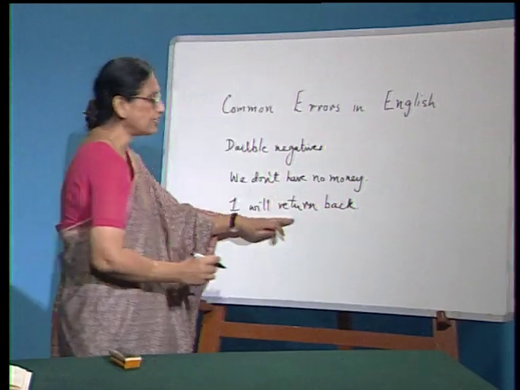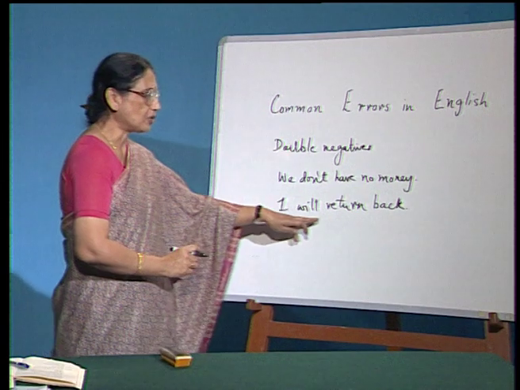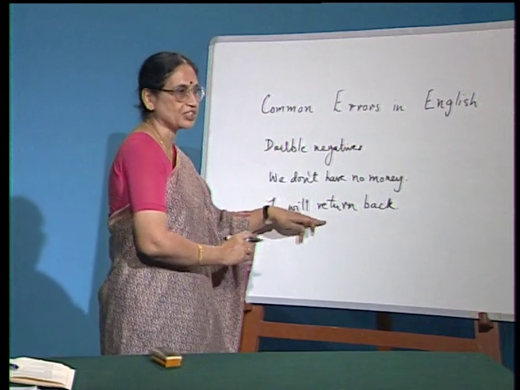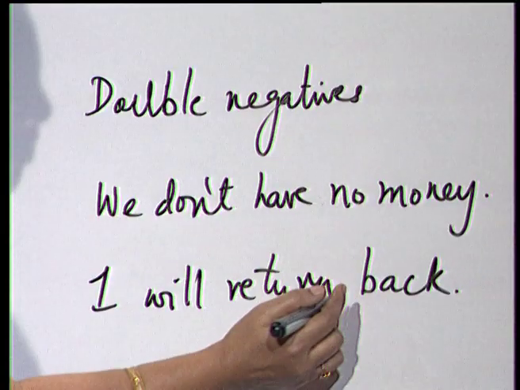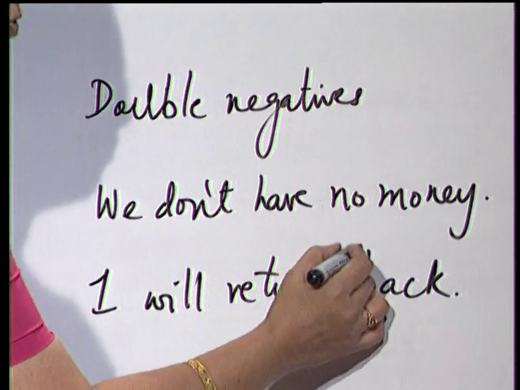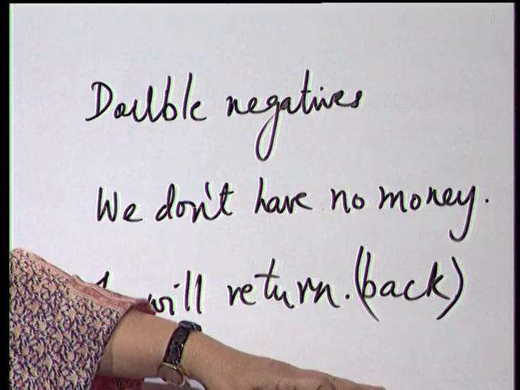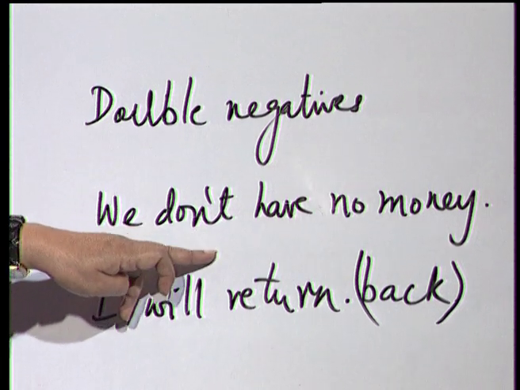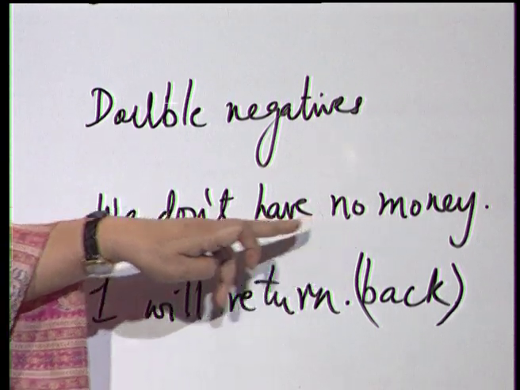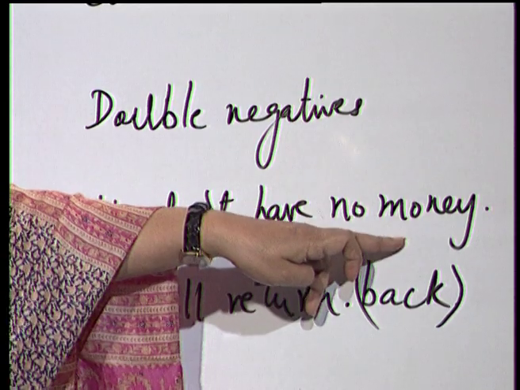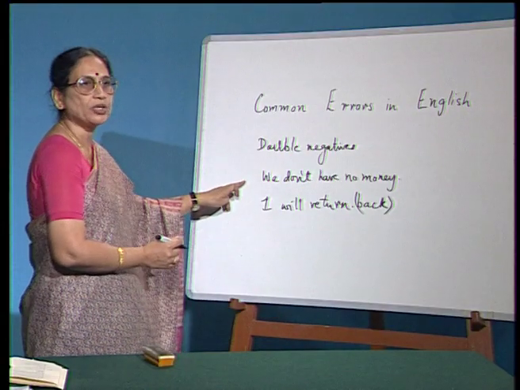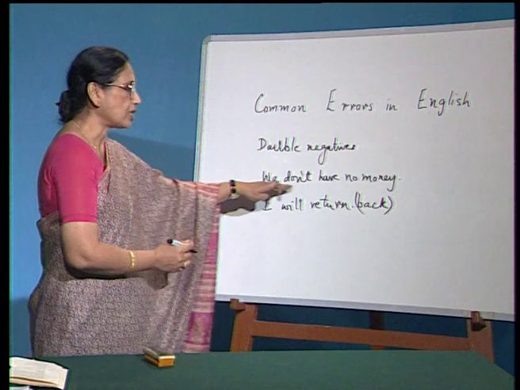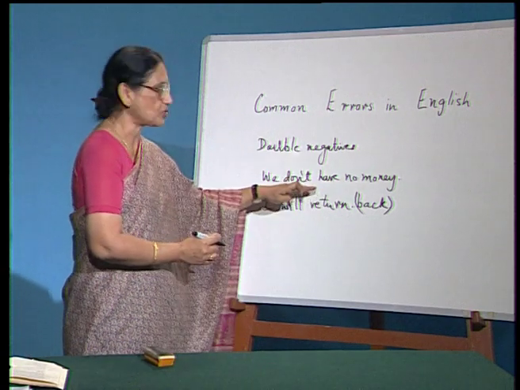Can you guess why this is not right? It is because return itself suggests coming back and back is not required. I will return is sufficient. So, the back is actually redundant there. In this case too, don't carries the negative connotation and no is not required. If we say I do not have money, it conveys the idea much more clearly than it would if you say the two things which will actually make a positive sentence.